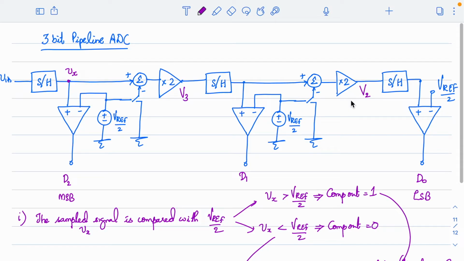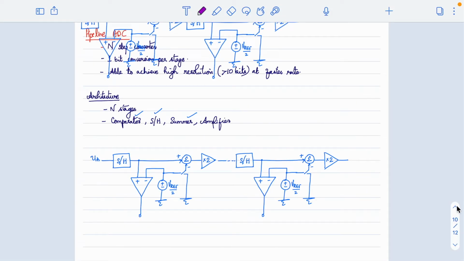One more thing is that this architecture works on the residue produced by the first stage. The residue of the first stage is operated on by the second stage. Once the first stage produces a residue V3, the second stage will work on that V3 and continue. At the same time, the first stage can take up the next input signal and start processing it. In that way, the throughput is high. Alright, I hope you understood the basic architecture of this pipeline ADC.